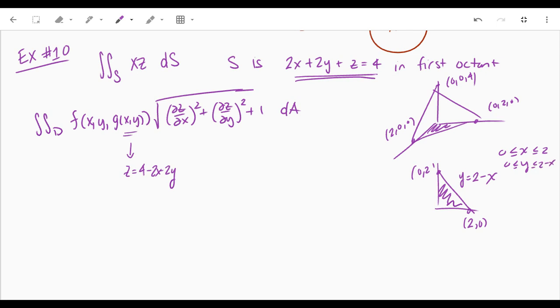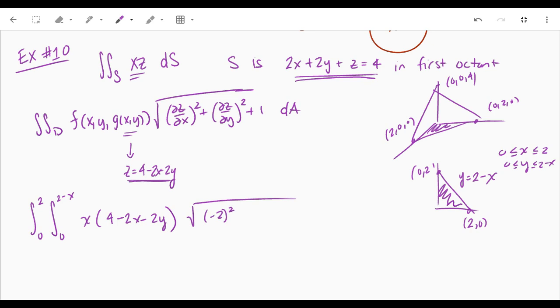Okay, so we can do this. 0 to 2, 0 to 2 minus x. Our function is xz, so it'd be x times (4 minus 2x minus 2y), times the square root of the partial of z with respect to x squared, which would be negative 2, plus the partial of z with respect to y squared, which would also be negative 2, and then plus the 1, and then we'd have dy dx.